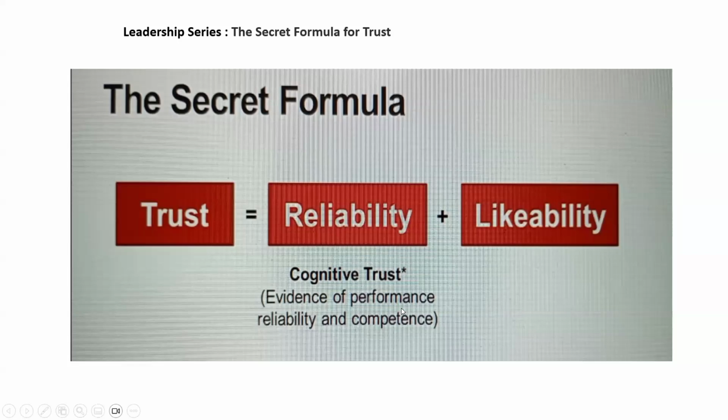Part of the leadership series, I will be talking about the secret formula for trust.